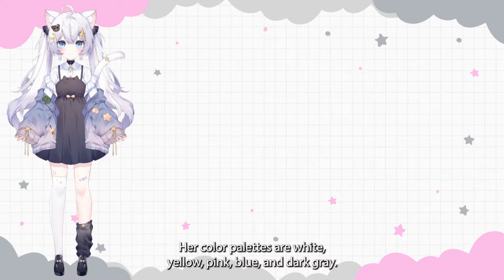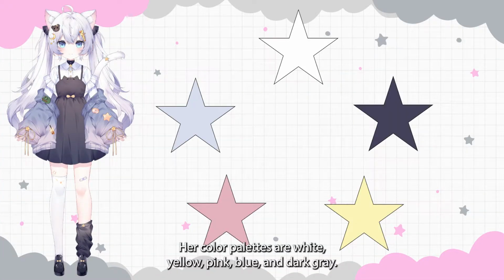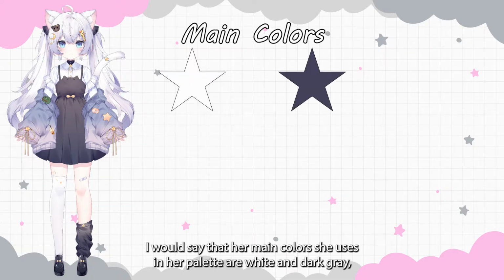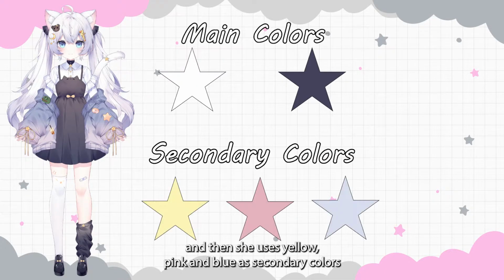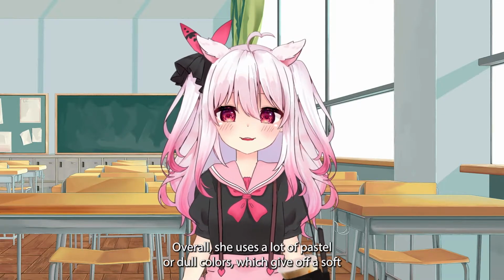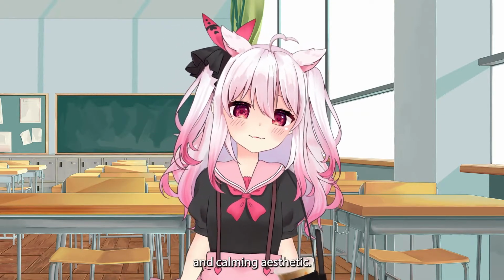Her color palette is white, yellow, pink, blue, and dark gray. I would say that her main colors she uses in her palette are white and dark gray, and then she uses yellow, pink, and blue as secondary colors to complement her design and make it feel more pleasant to look at. Overall, she uses a lot of pastel or dull colors which give off a soft and calming aesthetic.